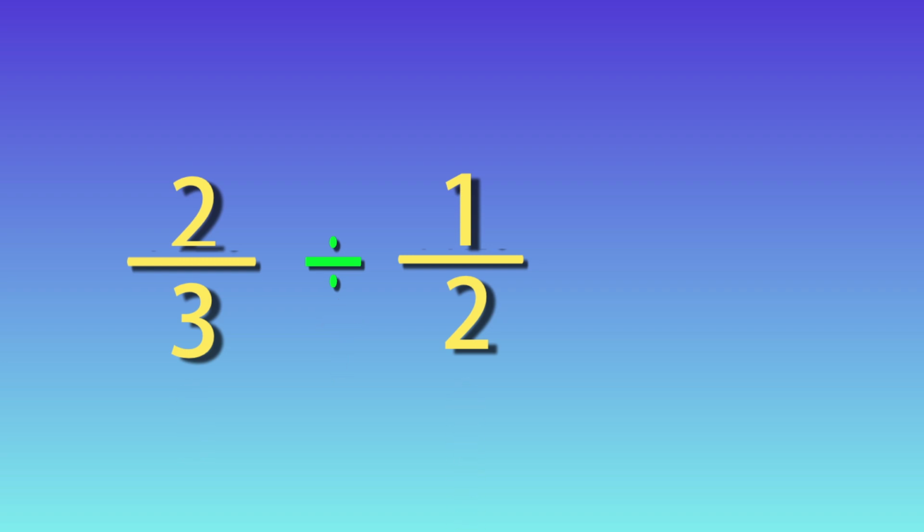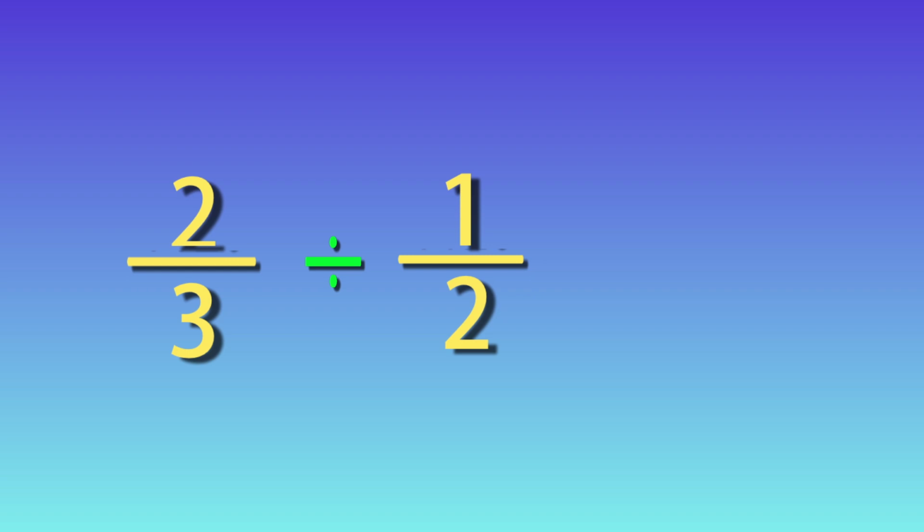In this problem, you are trying to find out how many times the number on the left, 2 over 3, can be divided by the number on the right, 1 over 2. Stated differently, we're trying to find out how many times 1 over 2 goes into 2 over 3.